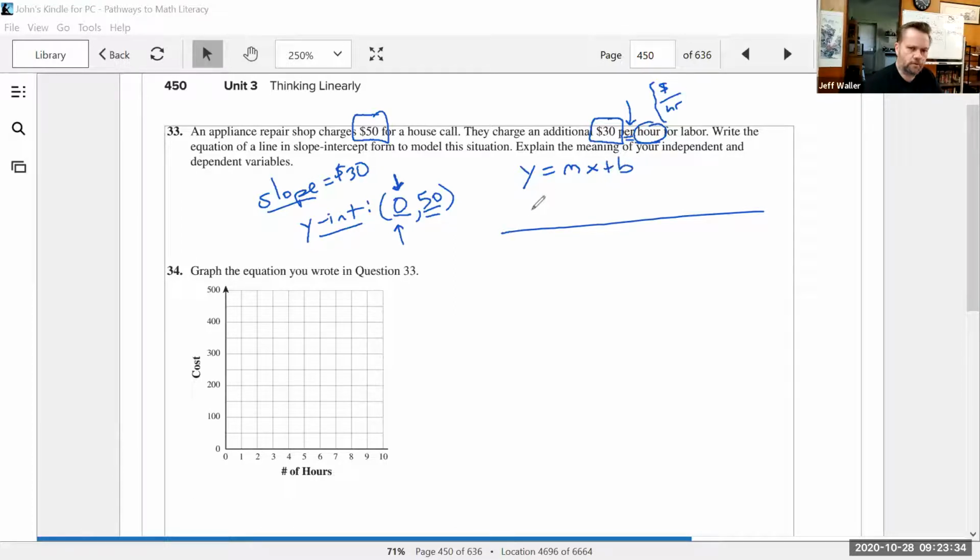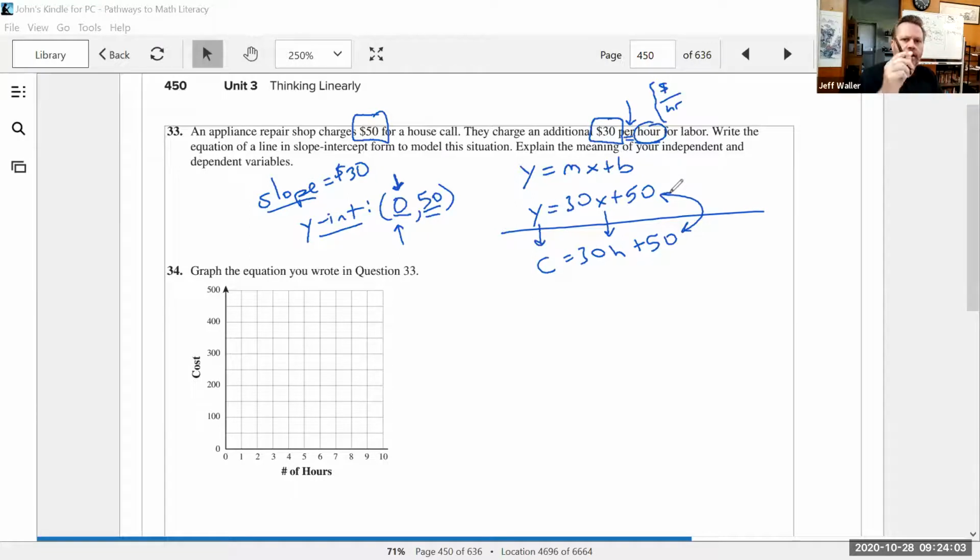So what's the equation? 30H plus 50. I like it. And so what you've done was what I'm about to say. You could actually use better letters for this. We could use cost equals 30 times H, number of hours. I love it. These two mean the same exact thing.